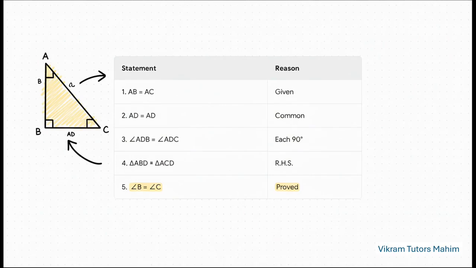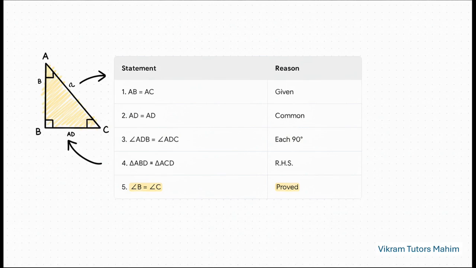Check this out. First, we're going to draw a line AD straight down the middle, so it hits the base at a 90-degree angle. What that does is split our big triangle into two smaller right-angled triangles. Now we just compare them. We were already given that the longest side of each, the hypotenuse, AB and AC, are equal. And, well, they obviously share the side AD.